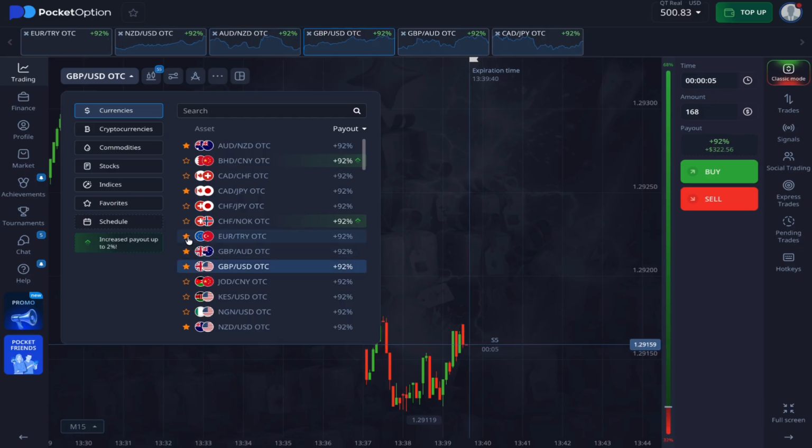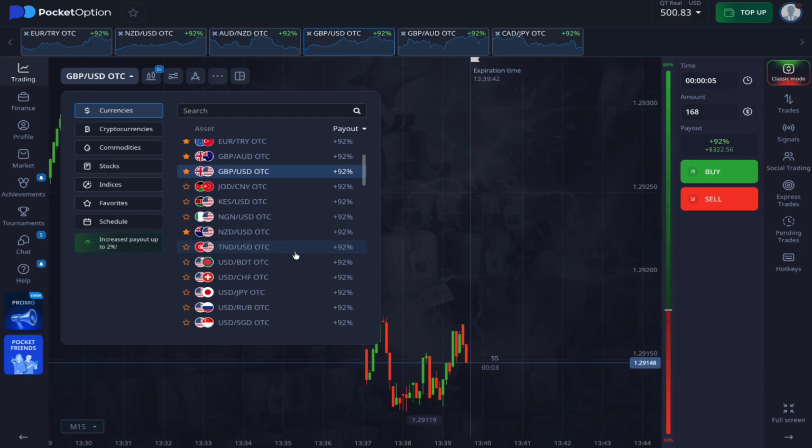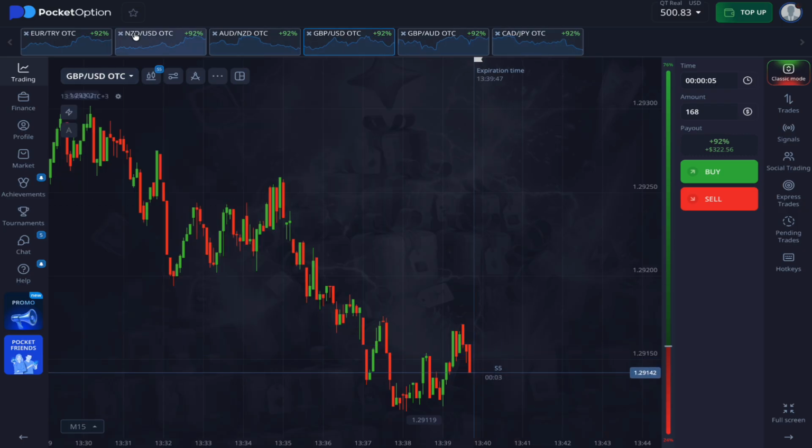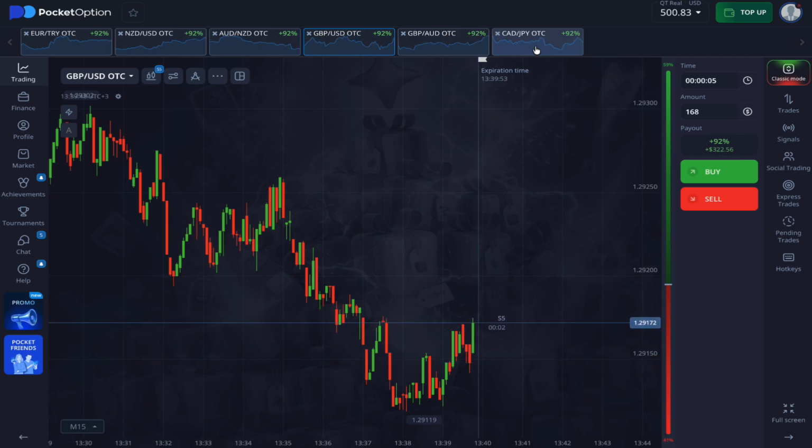We're trading in OTC mode, adding stable currency pairs with a higher payout on this broker. Once we add the currency pairs to favorites, we can now monitor the payout rates on these assets. If the payout starts to drop, we'll switch to other currency pairs and trade those instead. I'm switching over to the Canadian dollar and Japanese yen.